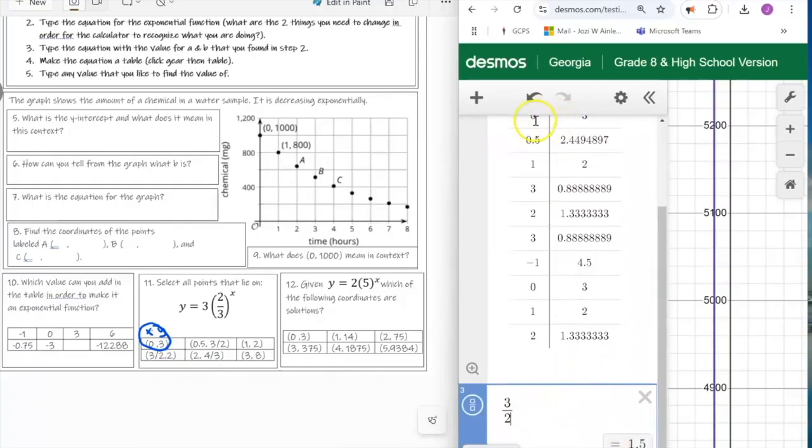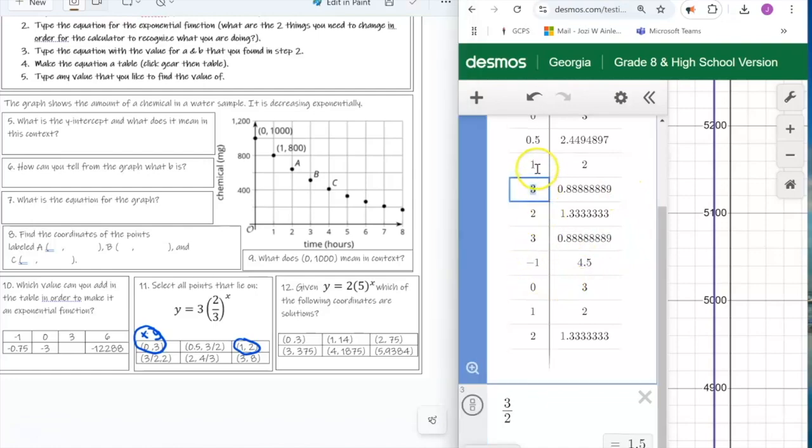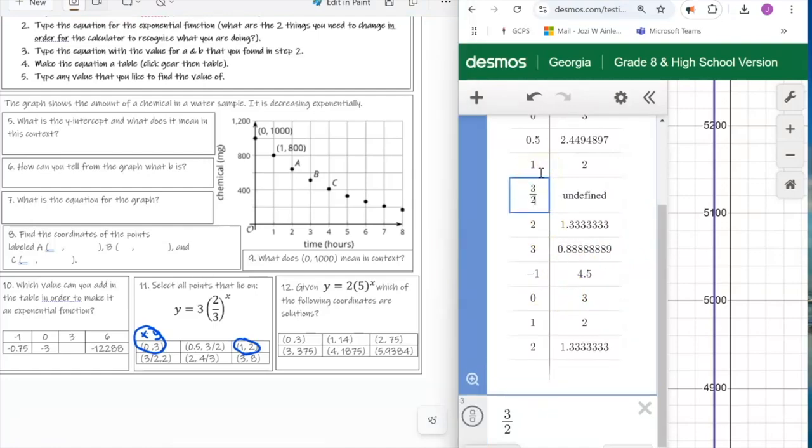So is 2.449 the same as 1.5? No, so that's not a solution. What about 1, 2? Yep, 1, 2 is right there. What about 3.5? I forgot to put 3.5, so let's go ahead and do that. I misread it. 3.5, right? 3 over 2. And it says there should be 2. Nope, that's not a solution.